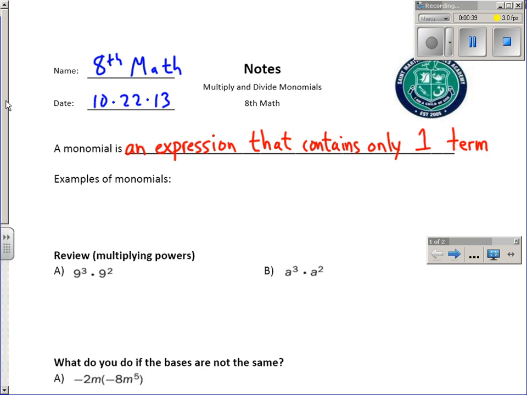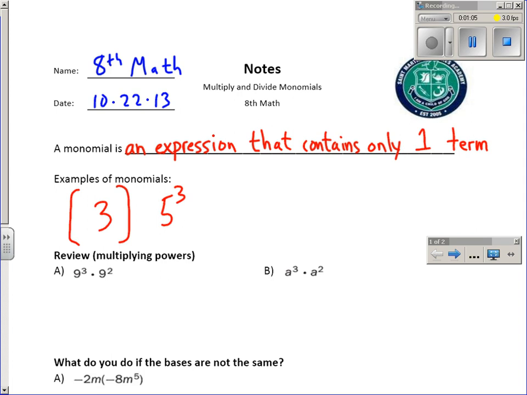So a monomial, go ahead and write, is an expression that contains only one term. And if you remember from our algebra days, a term can be any number. So 3, 5 to the third, those are all terms. In this case, there's only one term. Mono means one. So that's why that one's a monomial.